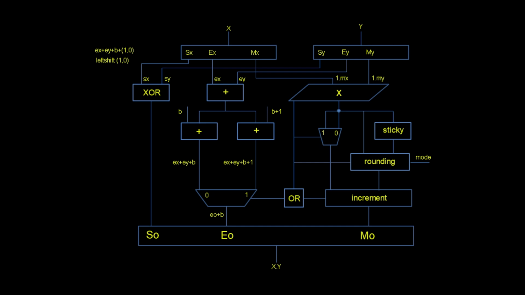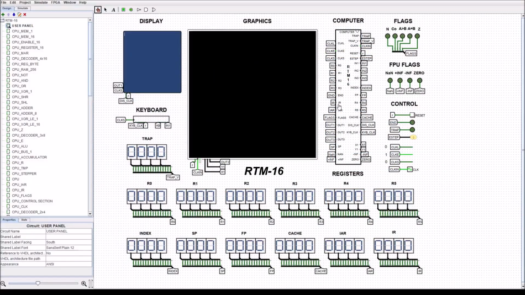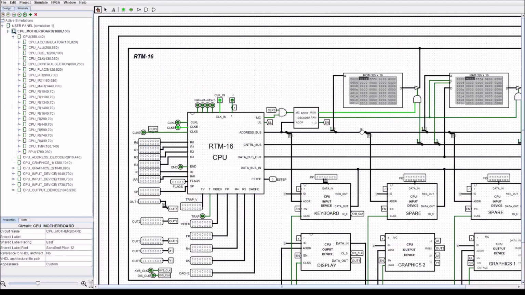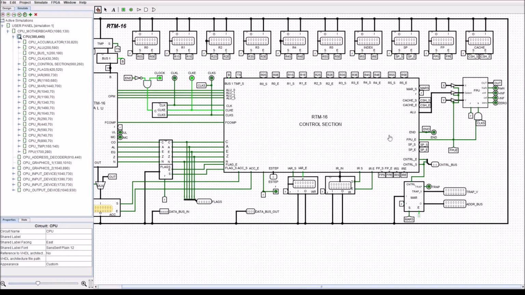So let's go ahead and we'll have a look at this in the actual Logisim circuit. So let's drop down into the computer and then down into the CPU, and finally we can go into the floating point unit.